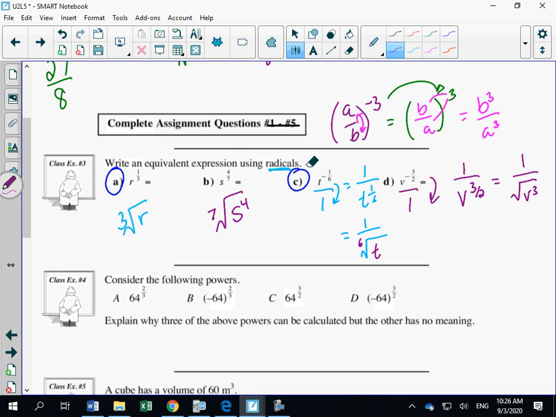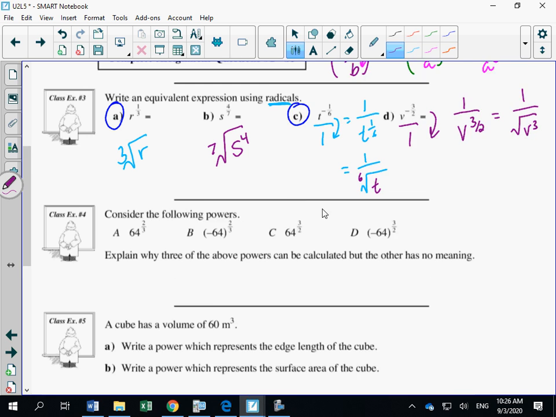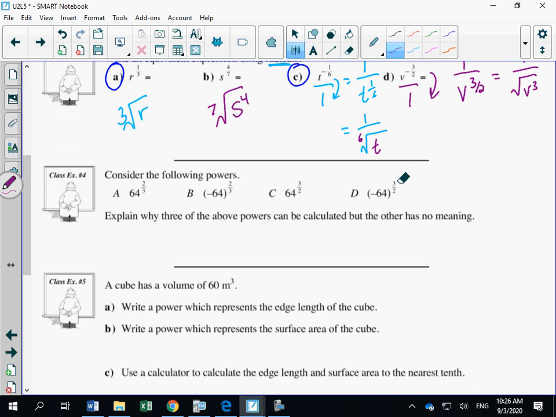Okay, class example 4. Consider the following powers. Explain why 3 of the above powers can be calculated, but the other has no meaning. So the first thing I want to show you is the following.